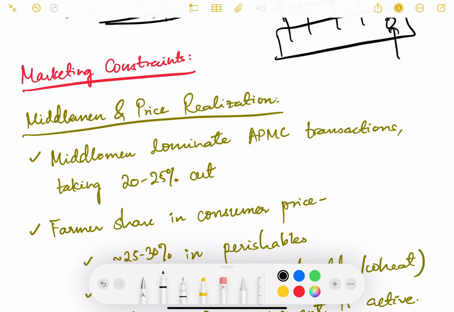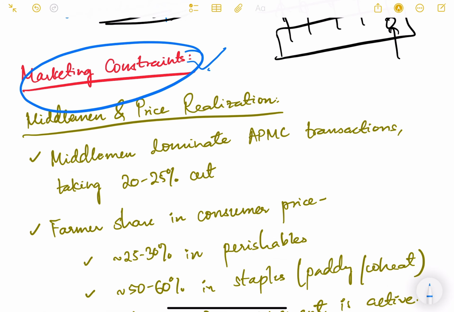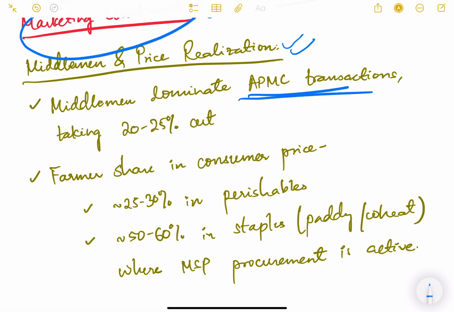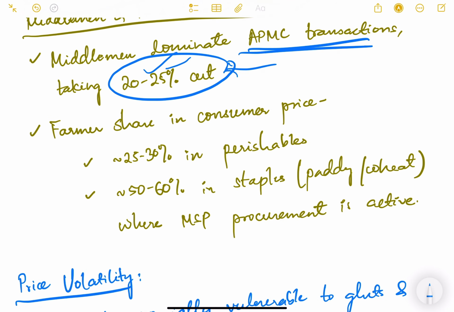Now let us look at the marketing constraints. Middlemen and price realization. There is a lot of problem of middlemen, who dominate all the APMC transactions, taking 20 to 25% cuts. This is the commission, the cuts that they are taking. You can imagine the money that is going into the pocket of the farmer. And the farmer's share in consumer price is only 20 to 25 to 30% in perishables.